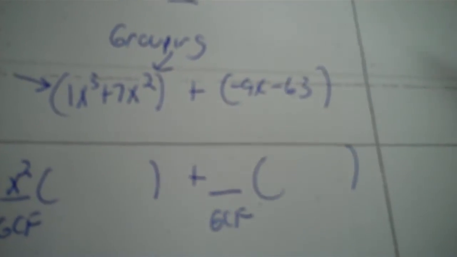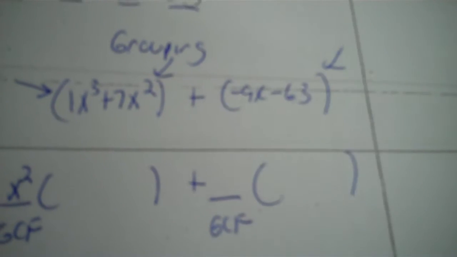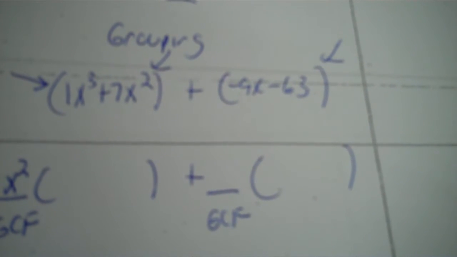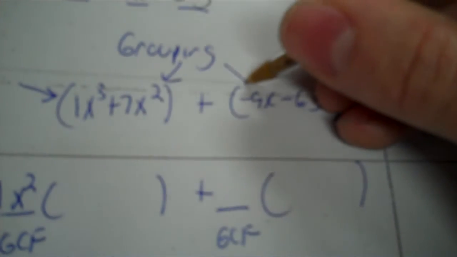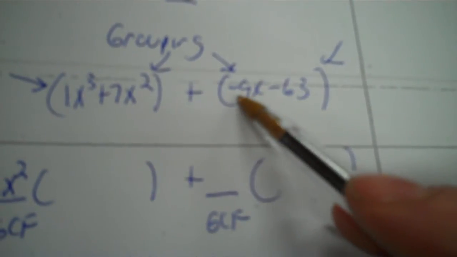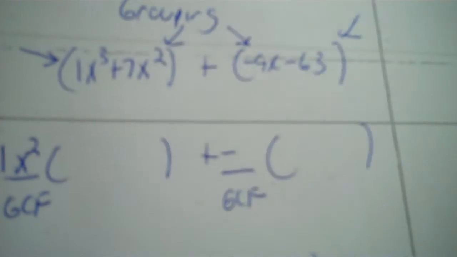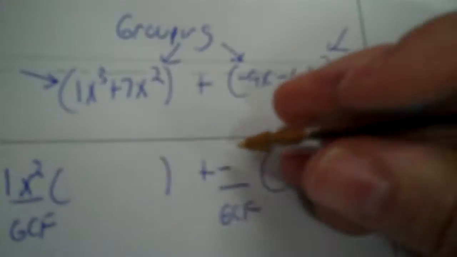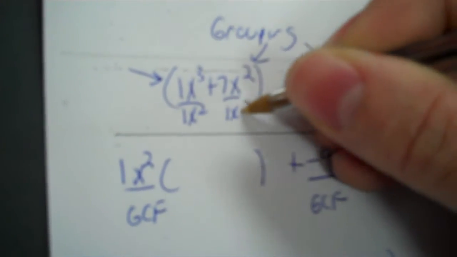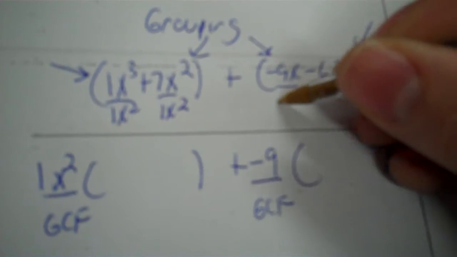Now let's look at our 9 and our 63. Does the last term have x? No, it does not. Do I need a negative? Yes, because that's a negative right there. Then 9 and 63. Well, here's a 9, 63. Those are both in the 9th row, so that would be 9. Now I go up and divide by those GCFs. So divide by 1x squared, divide by 1x squared, then divide by negative 9.